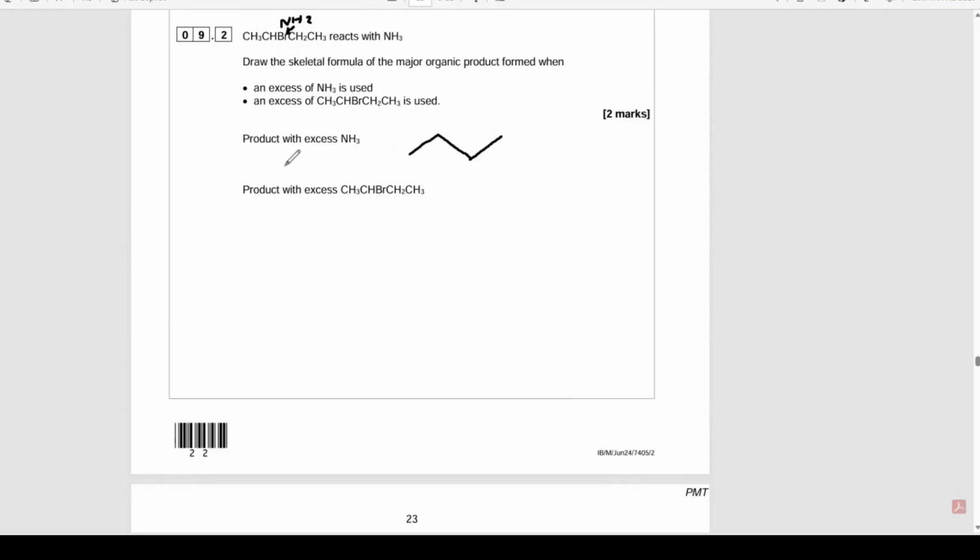Now remove those Cs. That's the skeletal. And at each point of the skeletal is a carbon. And what I want to do here is just attach the NH2. So that is my product with excess ammonia. You're just going to get all of those bromines on the bromobutane swapped for an amine group. So you're going to have, yeah, butan-2-amine or whatever it's called.